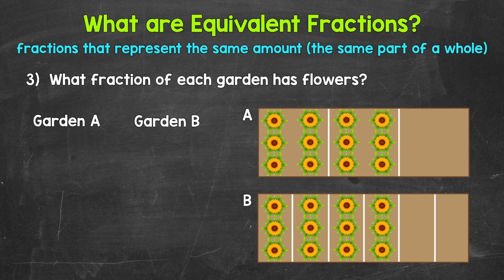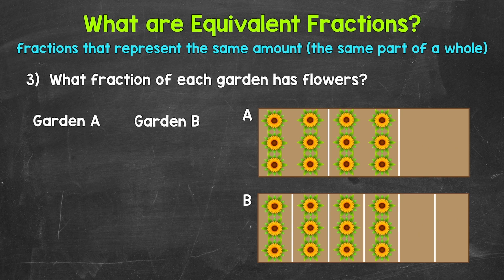Taking a look at number 3, we have: what fraction of each garden has flowers? So we have 2 rectangular gardens here that are the same size, Garden A and Garden B. So what fraction of each garden is filled with flowers? Now we can see that the same amount, the same part of each whole garden is filled with flowers. So we're going to have equivalent fractions here.